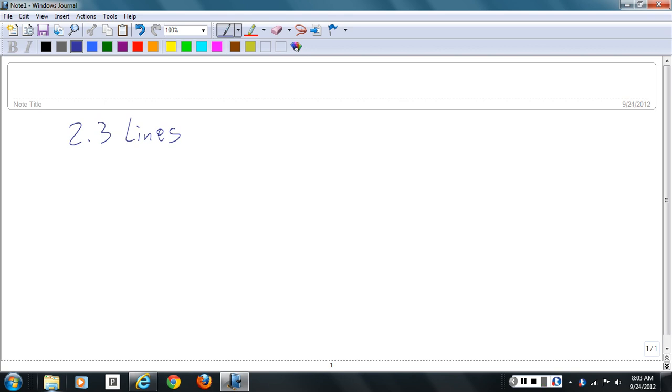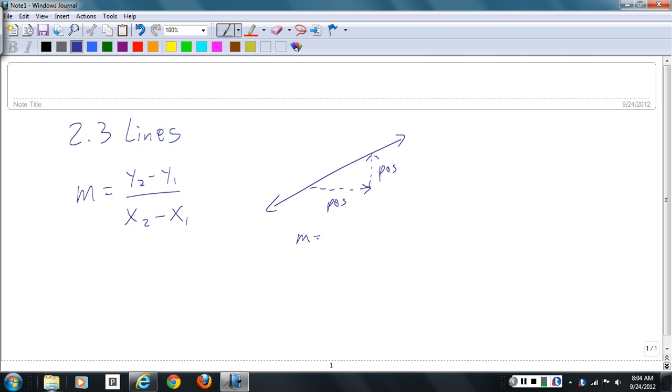So let's recall the slope formula. M equals y sub 2 minus y sub 1 over x sub 2 minus x sub 1. And the four general cases: positive slope, we think of rise over run. Positive divided by positive if we're going left to right and down to up. And so the slope is a positive divided by a positive, which is a positive.